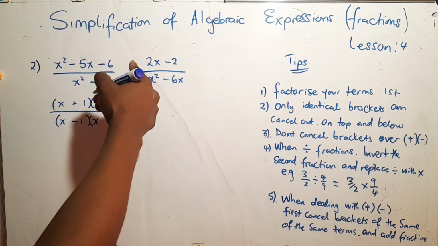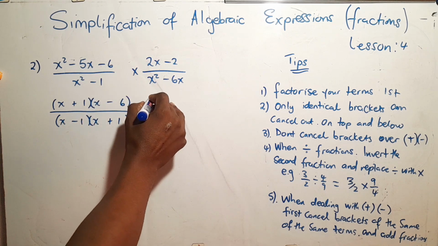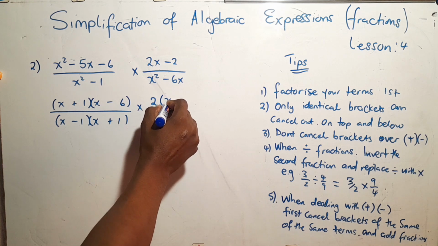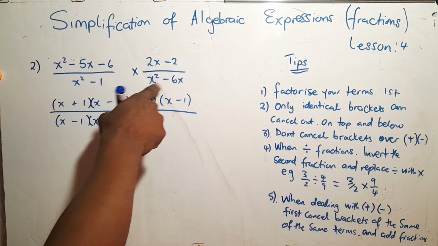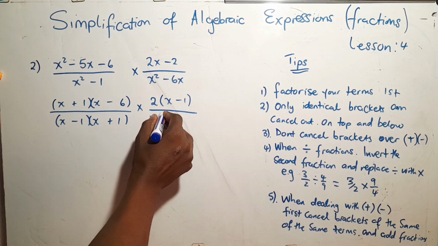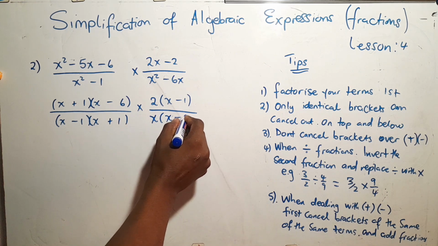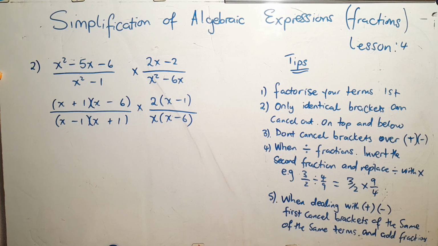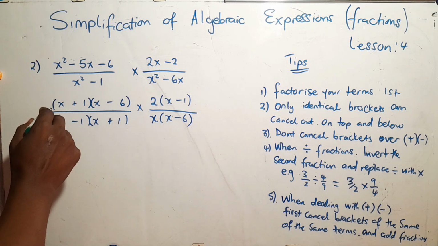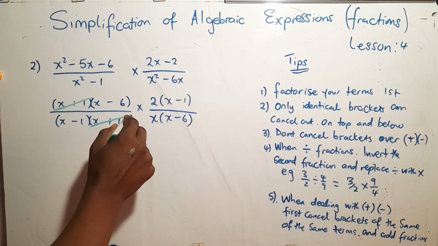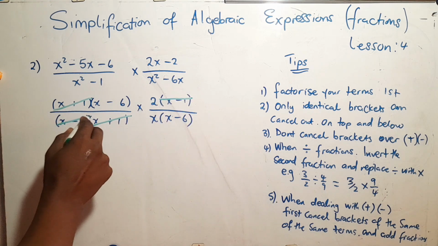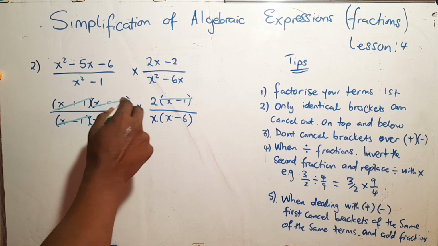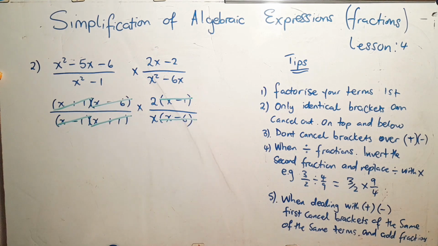And we can move to that other bracket. We can see that there's a common factor there. So let's just factor out that 2, and that will be x minus 1. And also there, we can see that there's a common factor, which is x. We can factor out x, and we'll be left with x minus 6. So let's see the identical brackets that can cancel out. So we can see that here x plus 1 is cancelling out x plus 1. And also this x minus 1 will cancel x minus 1 here below. And x minus 6 will cancel x minus 6 like that.